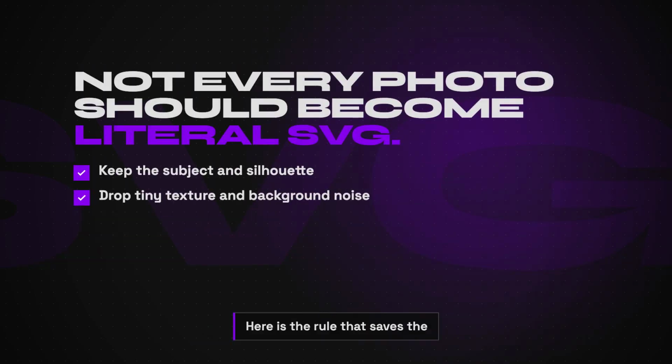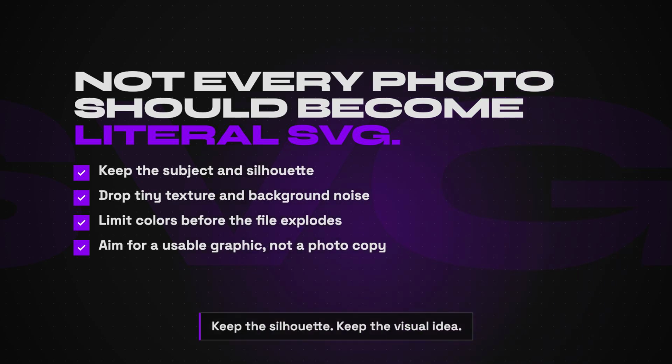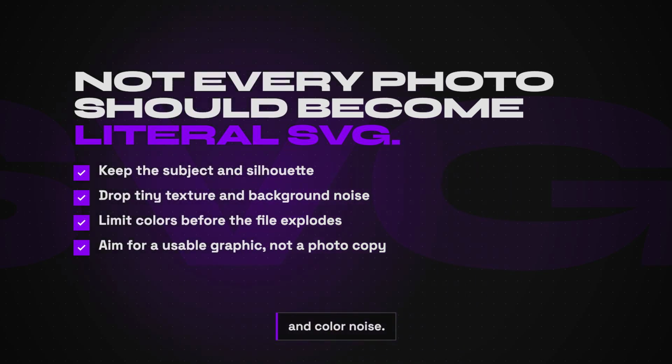Here is the rule that saves the file. Do not ask for a literal photocopy. Ask for the useful vector version of the photo. Keep the subject. Keep the silhouette. Keep the visual idea. Drop tiny texture, soft shadows, messy backgrounds, and color noise.